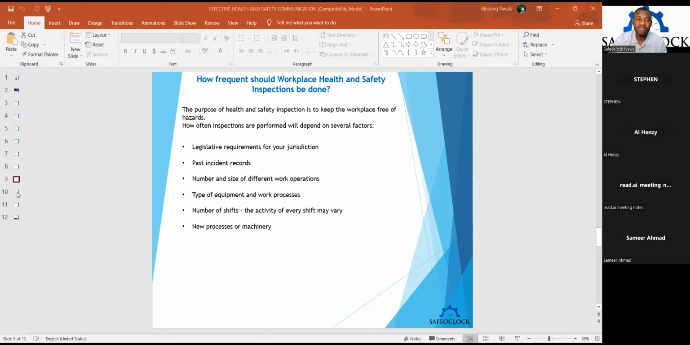So these are some of the factors that you should consider if you are asking yourself what the frequency of your health and safety inspection in your workplace should be.